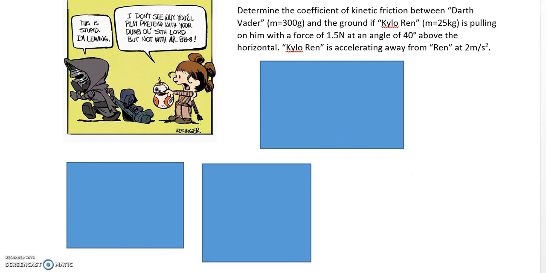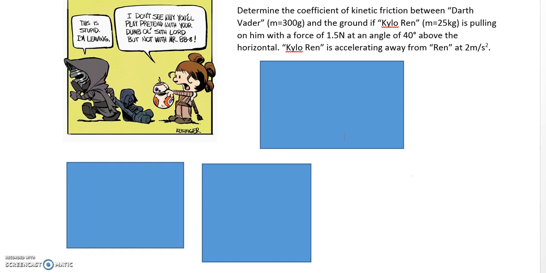All right, so here is your angled forces with friction challenge problem. Kind of puts everything together, see if you can do everything at once. And I came across this little gem while looking up Calvin and Hobbes, and just so happened that Star Wars popped up when I typed in the word force.